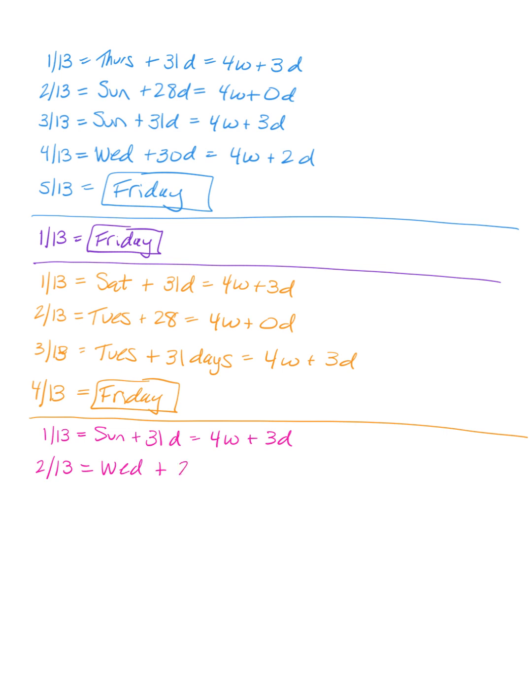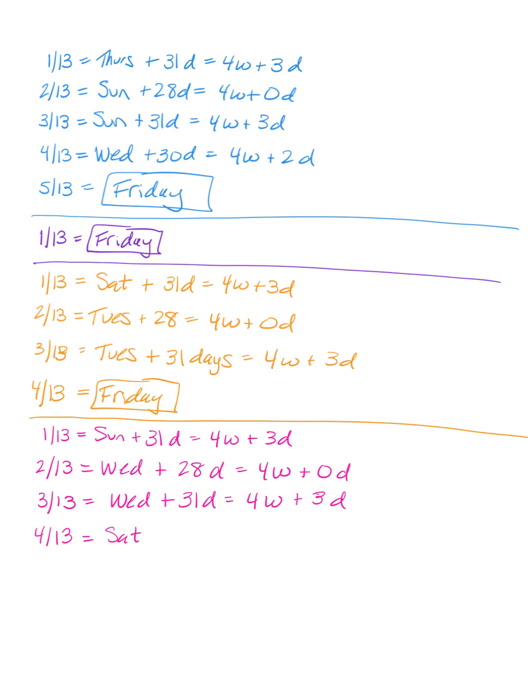Okay, and then 28 days in February, which is 4 weeks and 0 days. So I do not move my day of the week forward. It's still Wednesday on March 13th. Okay, March has 31 days. So I'm going to add 31 days here, which is 4 weeks and 3 days. So to get to April 13th, we add 3 days, Thursday, Friday, Saturday.